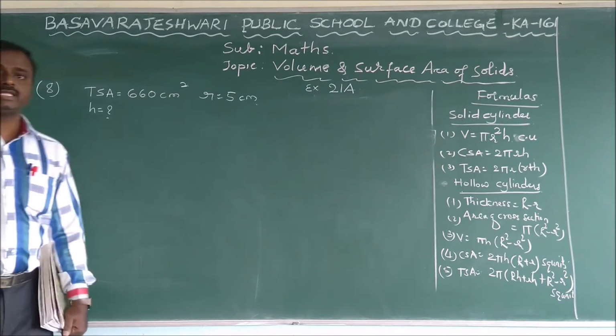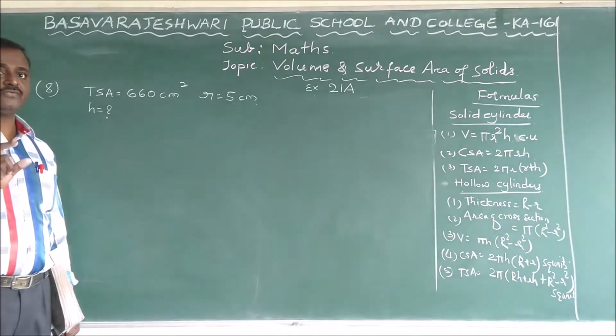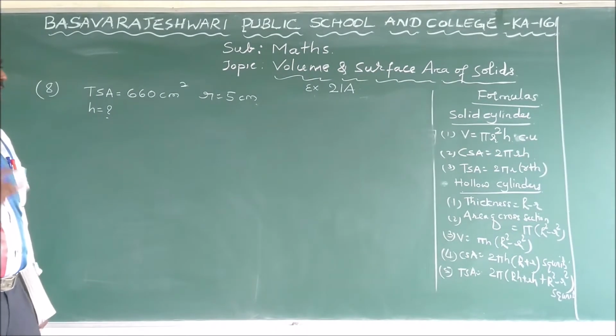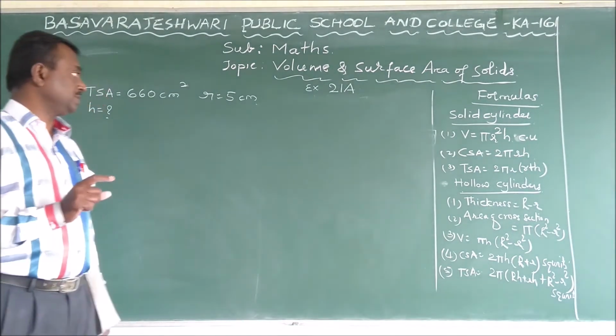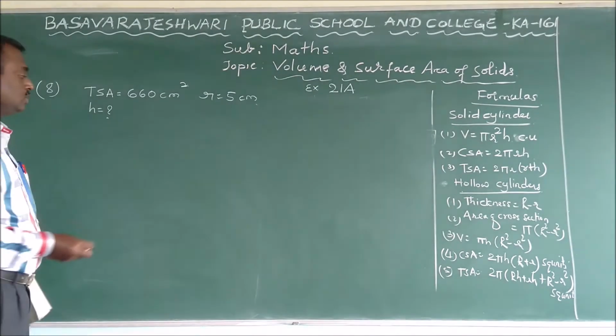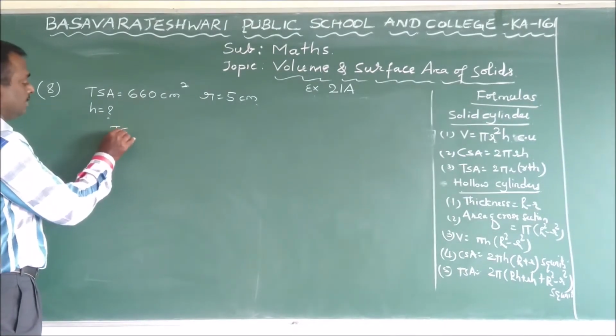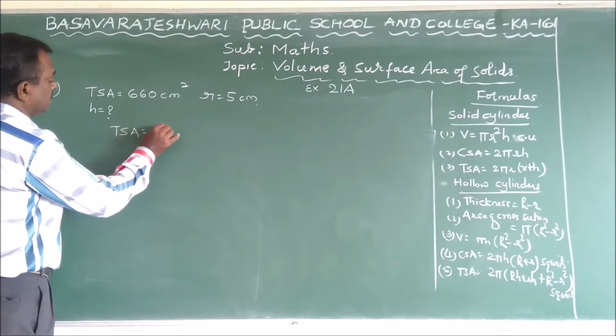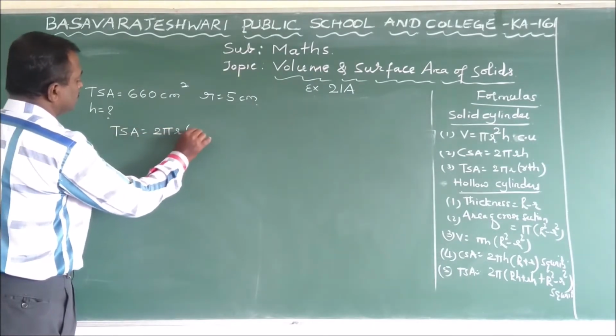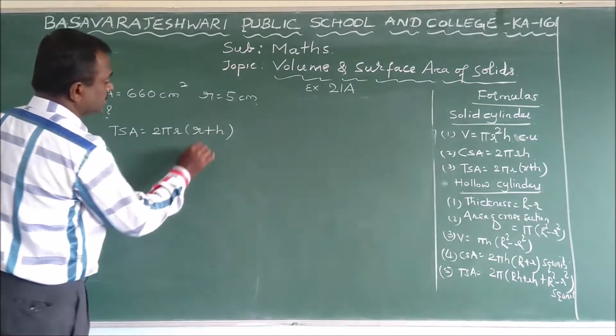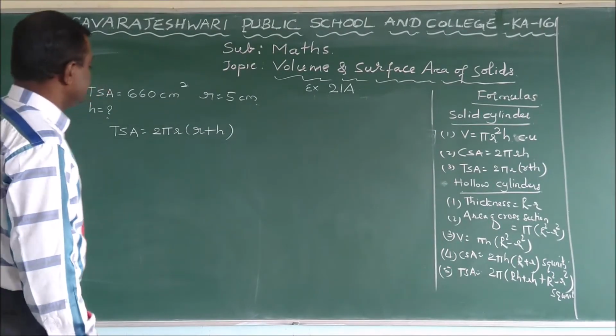Next, question number 8. They have given the total surface area of a solid circular cylinder. The radius is also given as 5 cm. We have to find the height. So total surface area is 2 pi r into (r plus h).